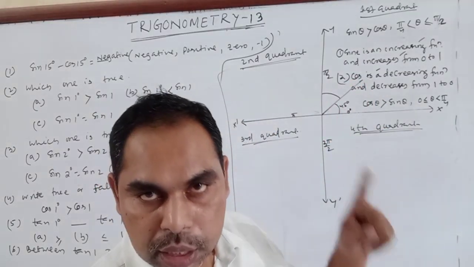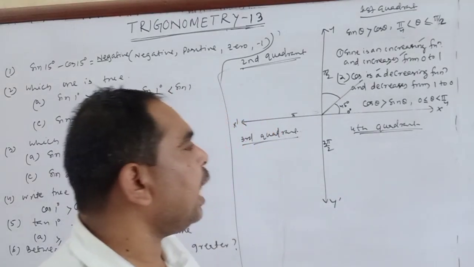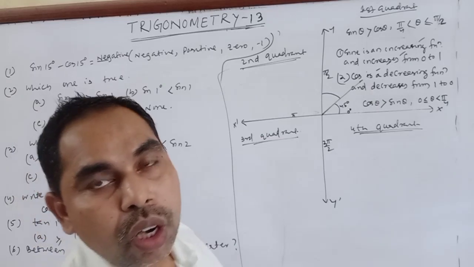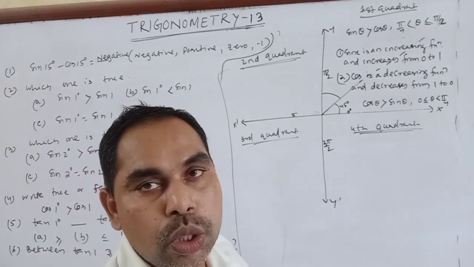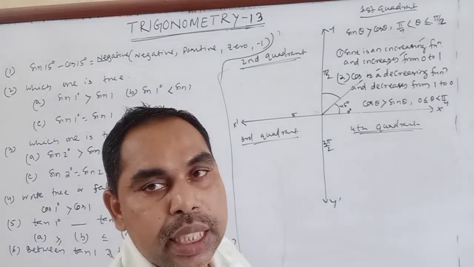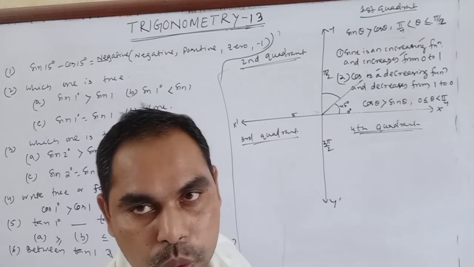Okay? So in first quadrant sin is an increasing function, cos is a decreasing function. So sin increases from 0 to 1 and cos decreases from 1 to 0, okay?